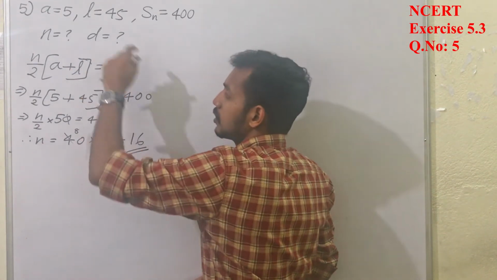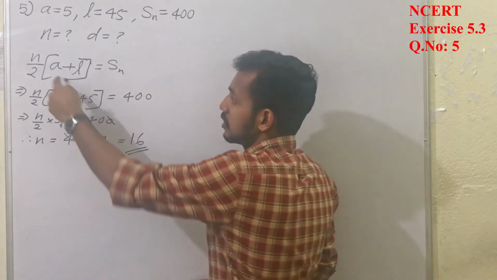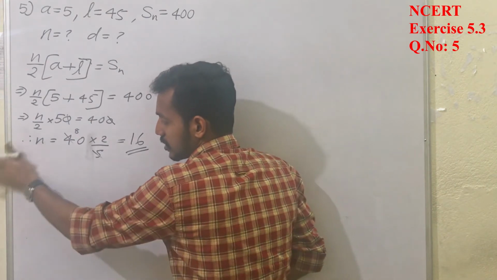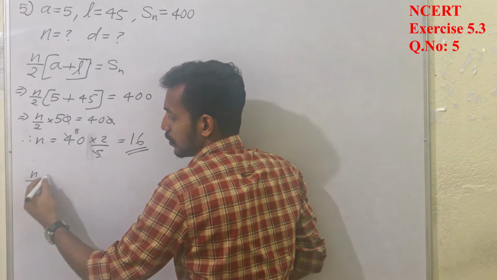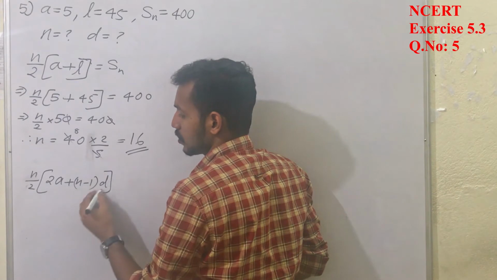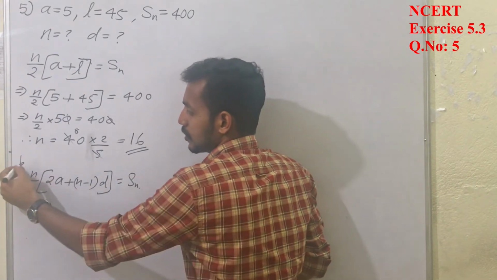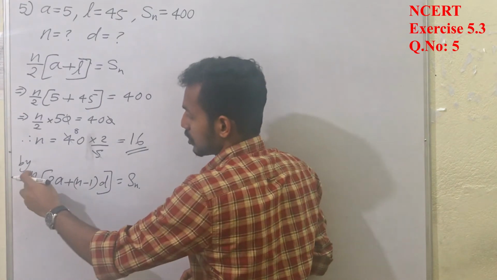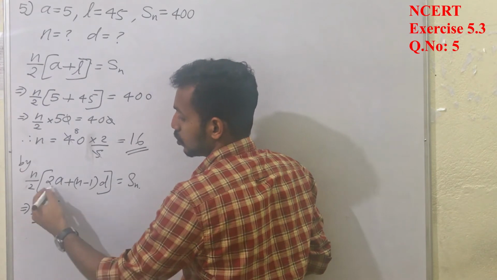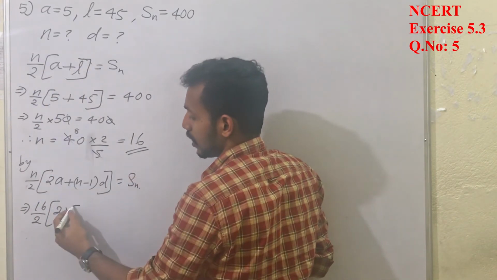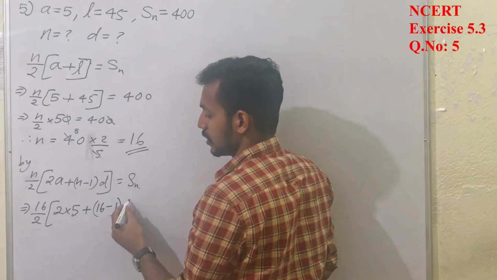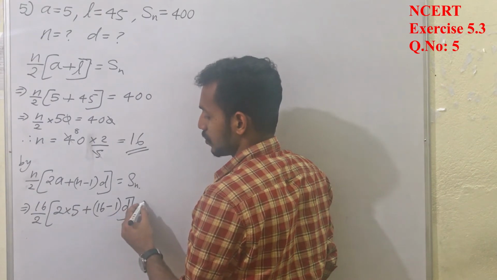Common difference. To find the common difference we can use this formula, because in this formula common difference is there. So we need to use the first formula which we have learned, that is n by 2 into 2a plus n minus 1 into d is equal to Sn. This formula we need to use. All the variables we have got except d. That implies what is n? n is 16 divided by 2 into 2 into, what is a? a is equal to 5. Plus n is 16 minus 1 into d, you have to find it. Alright? Which is equal to 400.